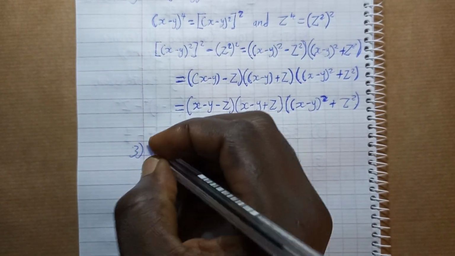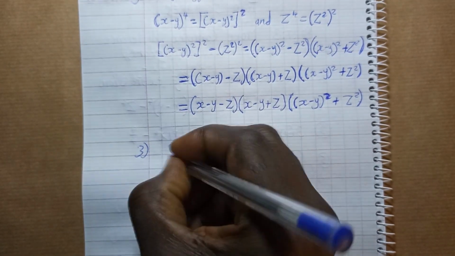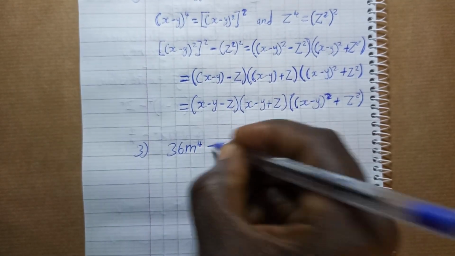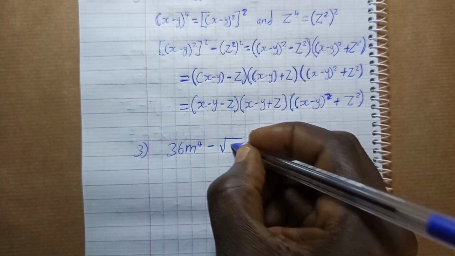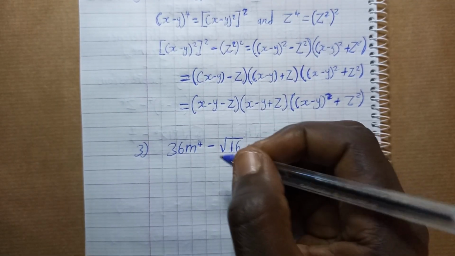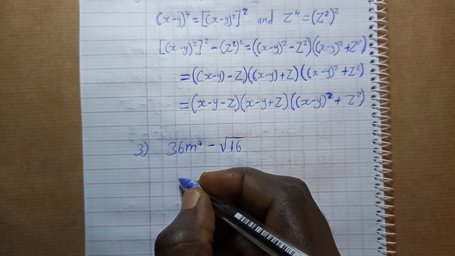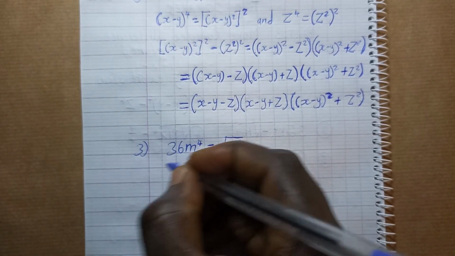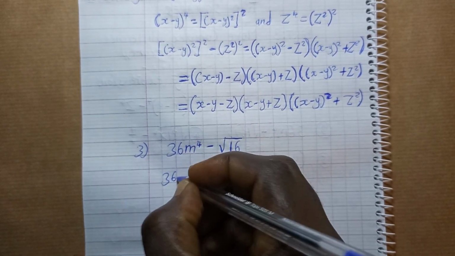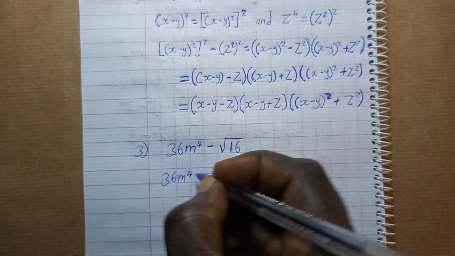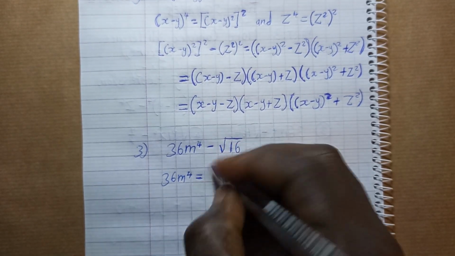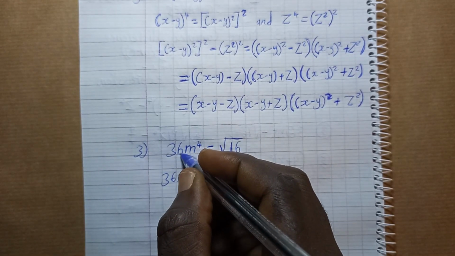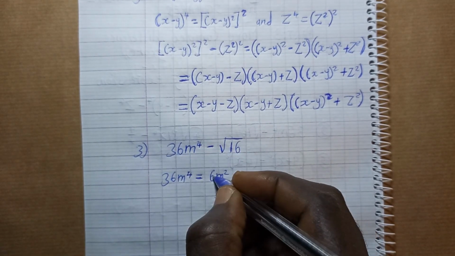Number 3, which is the square root of 36m raised to power 4 minus the square root of 16. Now the first step here is to break down these ones to the perfect square form. The square root of 36m raised to power 4 can be written as 6m square. What times what will give us 36 is 6.